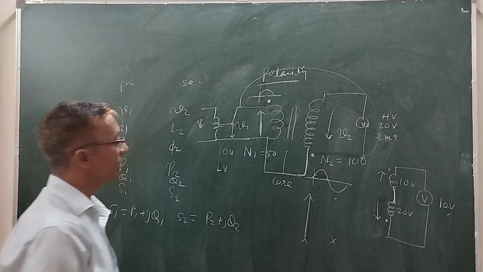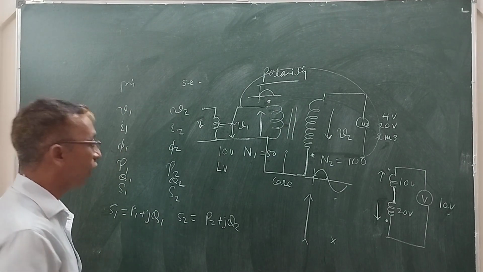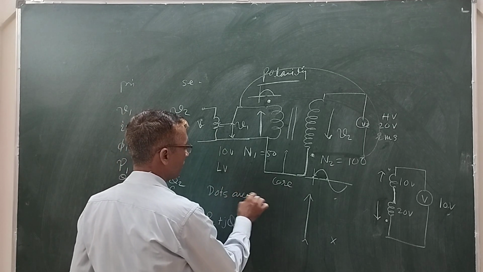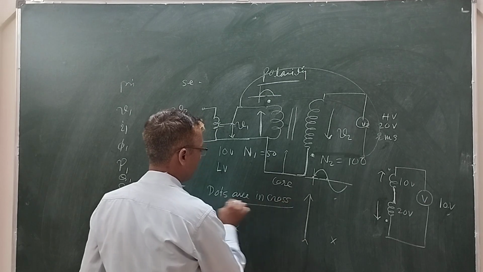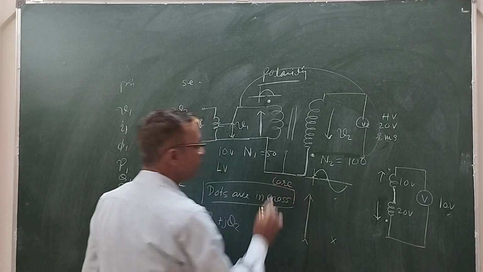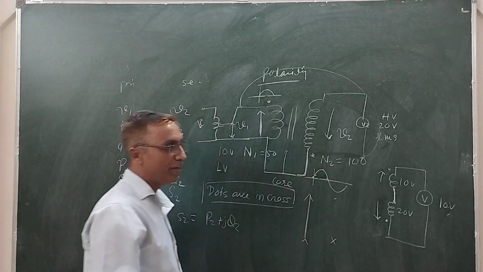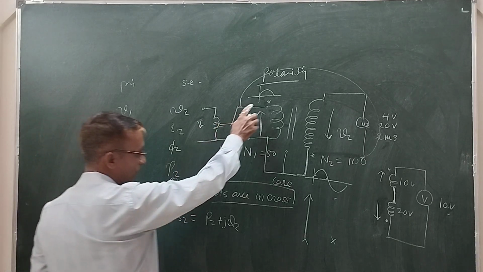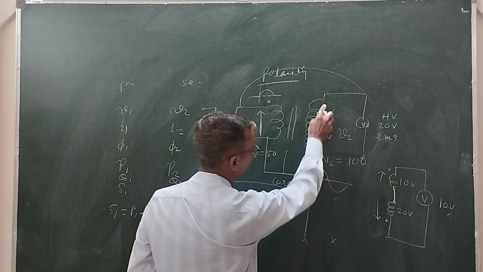Normally in a transformer, in general convention, it is said that polarities or dots are always in cross. Normally, dots are in cross. It means this is the normal convention. If I am getting such type of vectors, it means at any instant, suppose the positive cycle is coming here, the positive cycle will come here, not here.